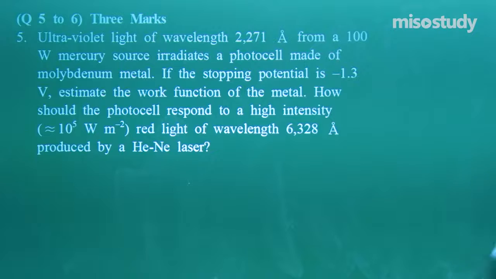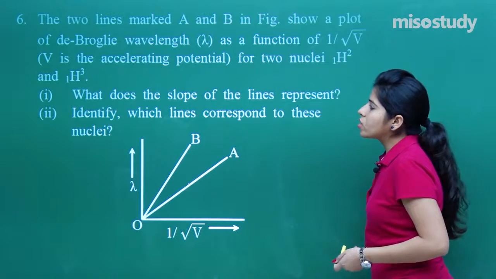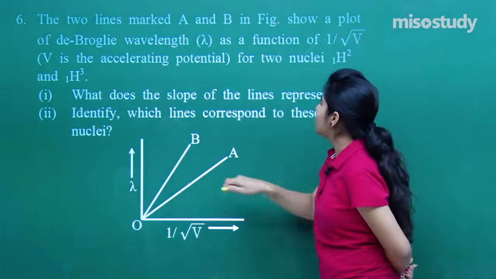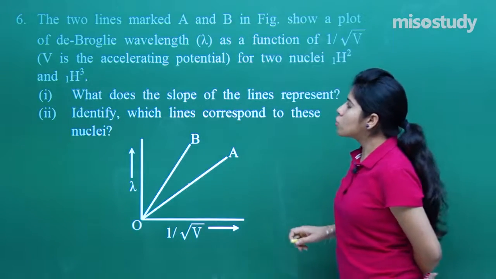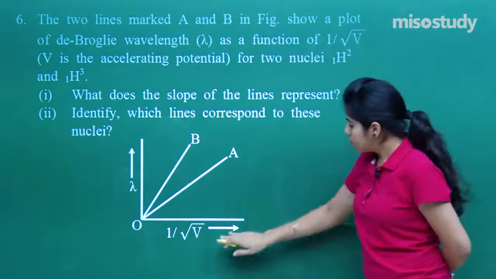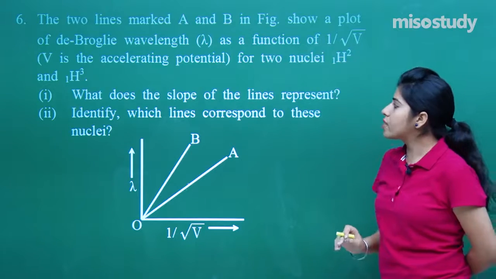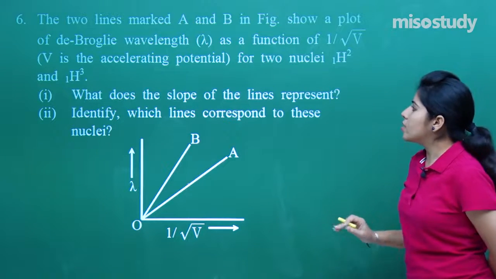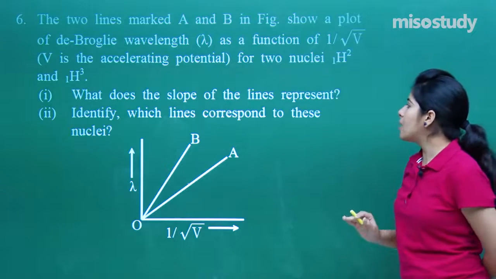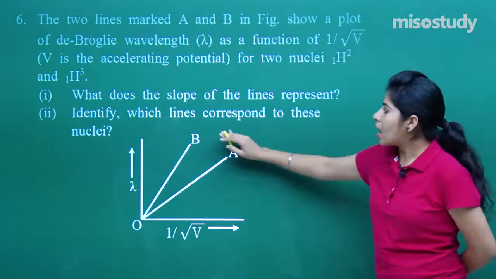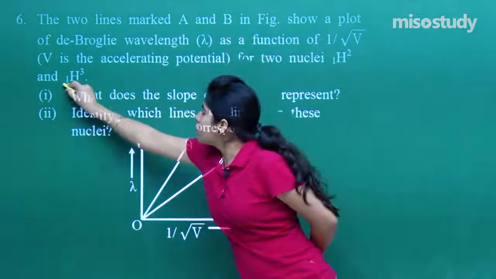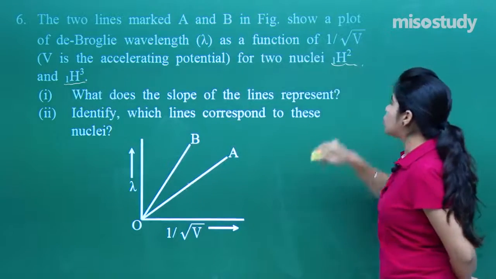Let us now see the next question of the session. Question number 6. The two lines marked A and B in the figure show a plot of de Broglie wavelength lambda as a function of 1 by root V, where V is the accelerating potential, for two nuclei, one H2 and one H3. What does the slope of the lines represent? And identify which line corresponds to which nucleus, that means one H3 and one H2.